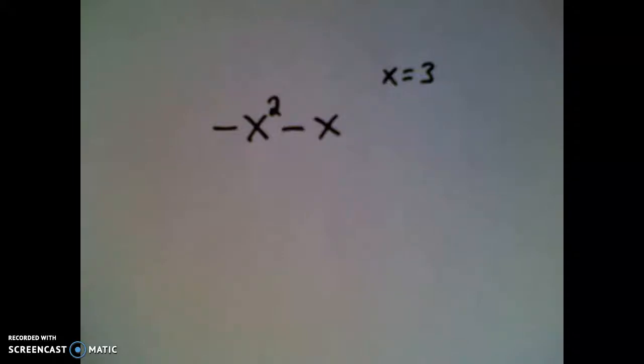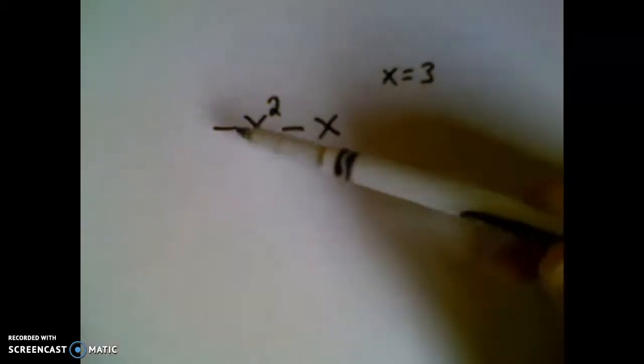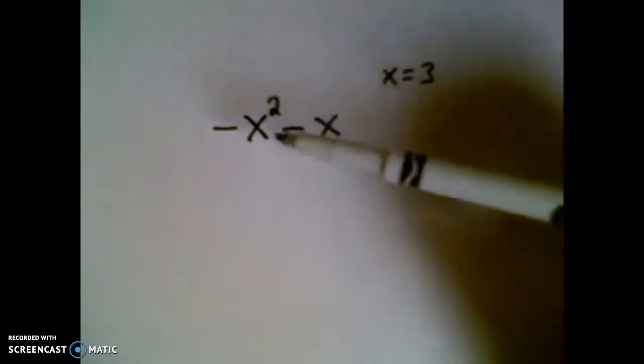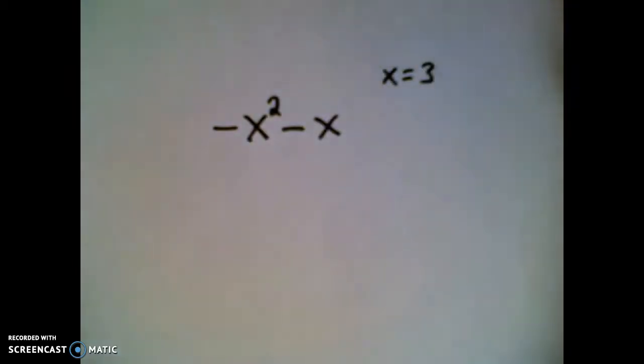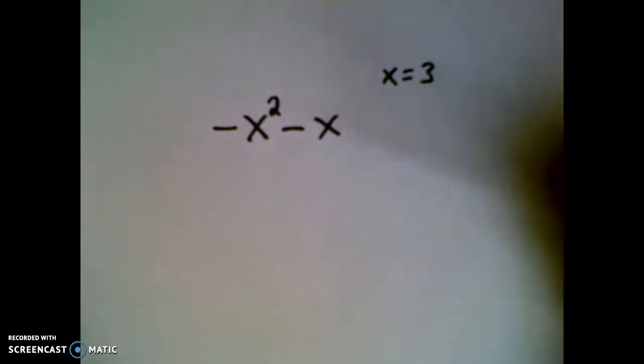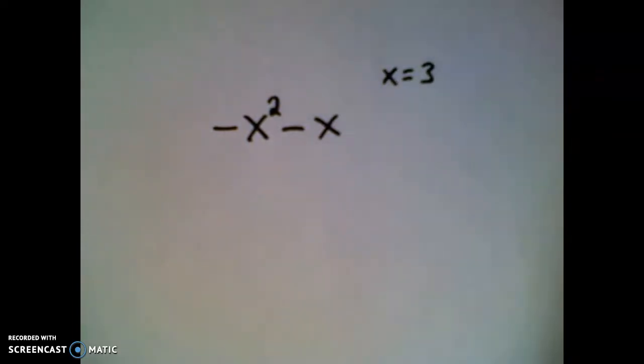This is for quiz 7-3B, number 10, the first problem. Some students would read this as negative x squared minus x. The correct way to say it is the opposite of x squared minus x.